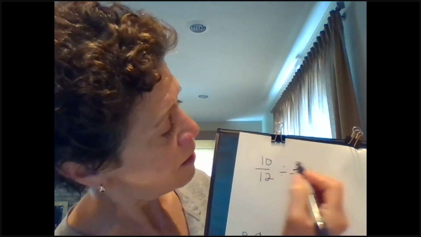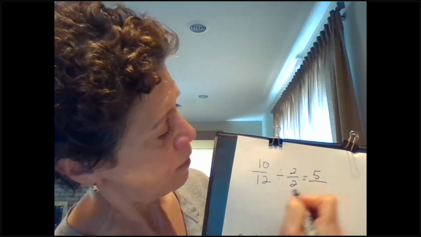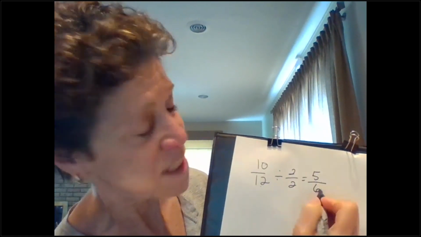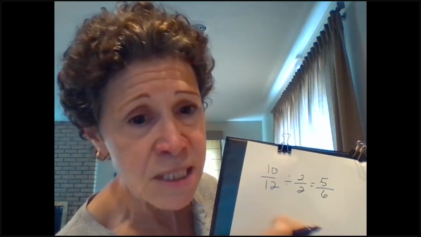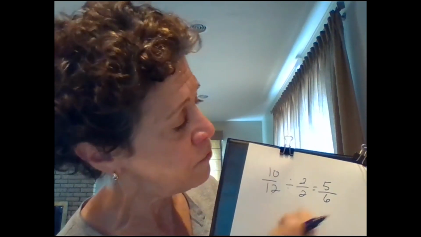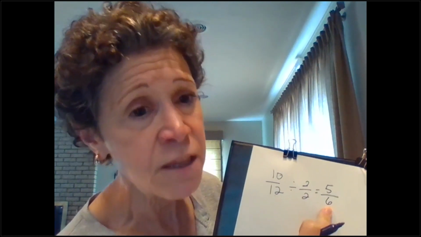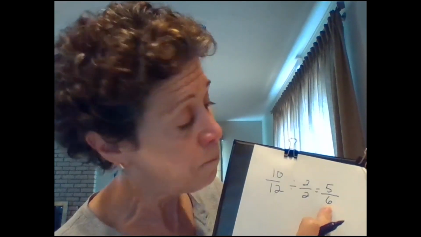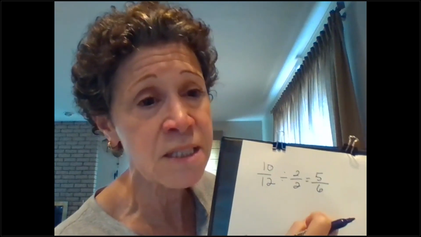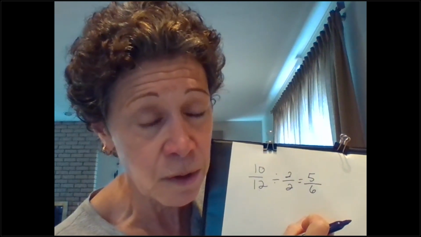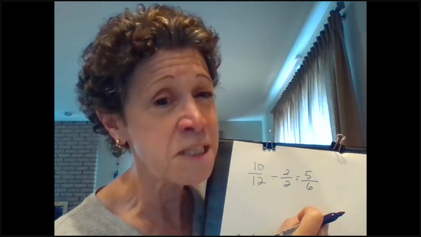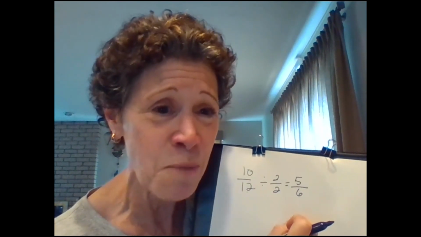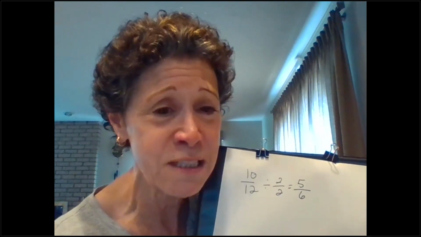10 divided by 2 is 5. 12 divided by 2 is 6. There is not another number that I can divide into 5 and 6 that will give me lower terms. And I know that because I found the greatest common factor. Okay, so I'm going to stop for a second. Tell me how we're doing here and whether this is making sense.